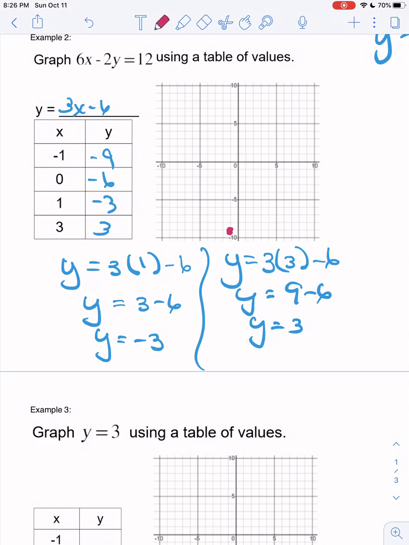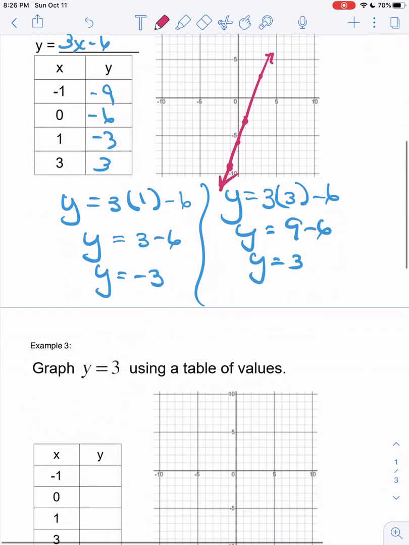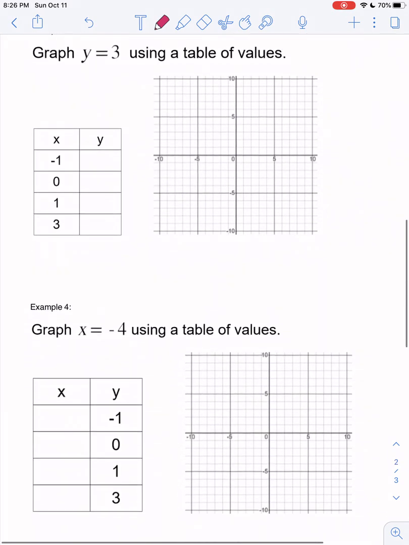From the origin, I go over 0, down 6 right there. From the origin, I go over 1, down 3 right there. And finally, from the origin, I go to the right 3 and up 3 right there, and boom, we have a nice straight line. Last couple things I want to talk about are some unusual circumstances.